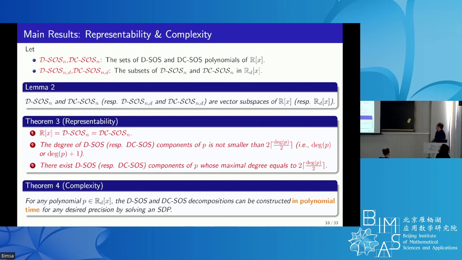Particularly, there exists a minimal degree decomposition, because each component has the maximal degree equal to this one. In fact, the degree should be larger than this one, but here it has a maximum just equal to this. This is the optimal degree. That's something we prove in the theory. And for the complexity of constructing this kind of beautiful decomposition, we can show that both of them can be constructed in polynomial time for any desired position by solving some matrix. Just one SDP is enough.